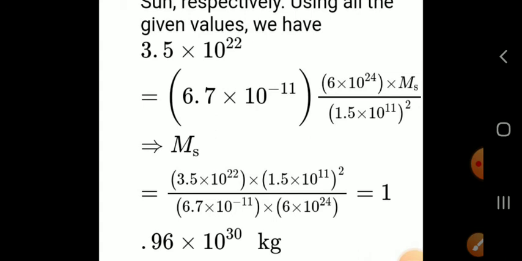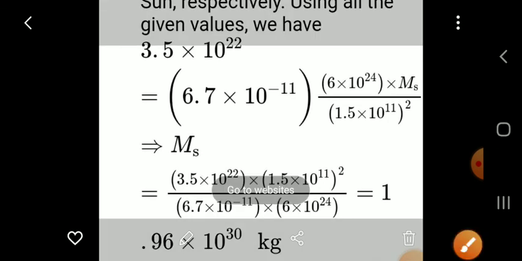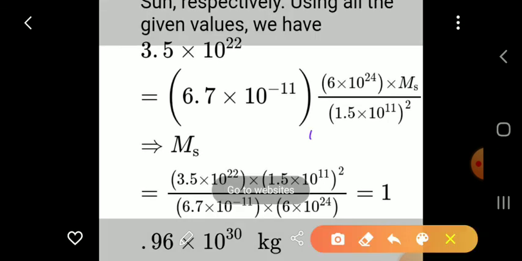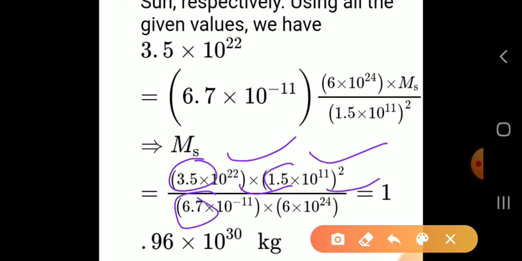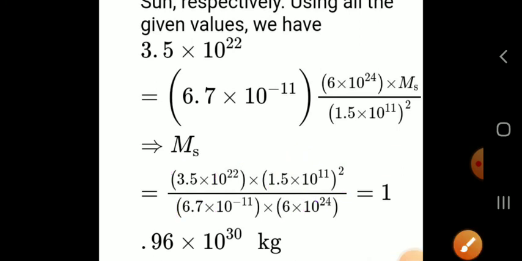Children, you do the calculation. If any problem is there, then you can ask me. You just solve it and see. First of all, whatever you can see here, first solve the indices, and after solving this you solve the digits part. You will get it easily calculated and you will get the answer 1.96 into 10 raised to 30 kilogram. So these all are your answers, children, for this fifth question.